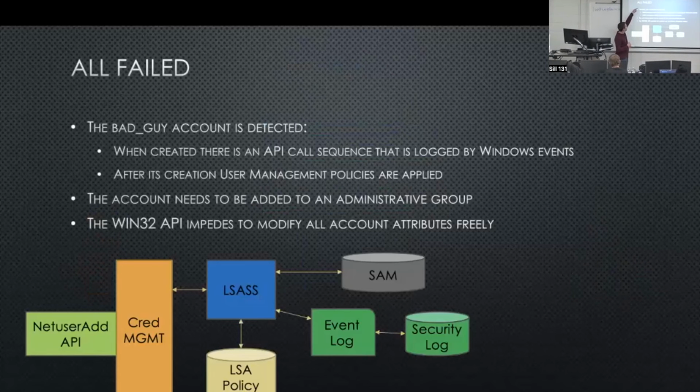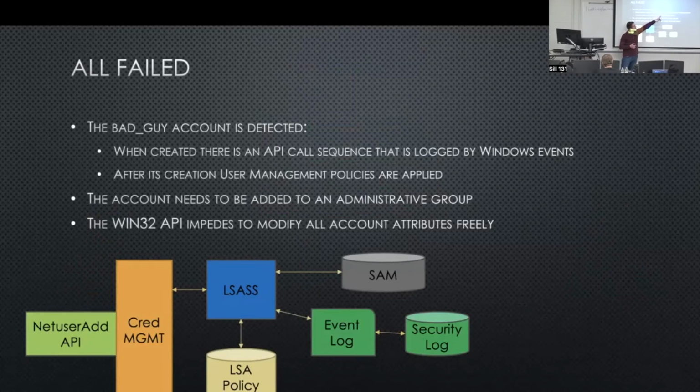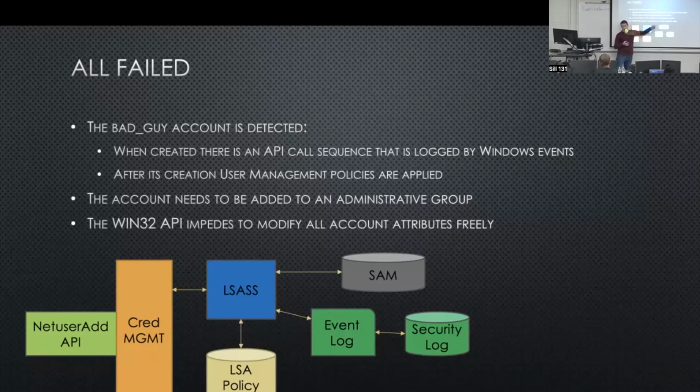So the bad guy account is detected because when there is an API call sequence that is logged by Windows events, you can set it up so that you get a notification. And then after its creation, user management policies are applied. So if a new administrator is made, for example, you can see that, and you can have a policy that says, hey, no more administrators are allowed to be added unless I specifically say so, or unless they're made from this account.